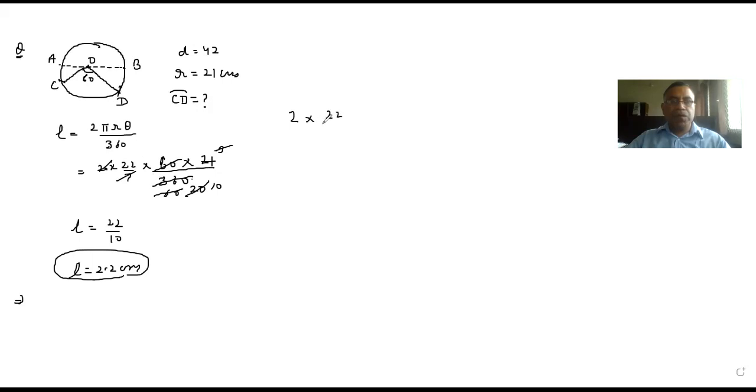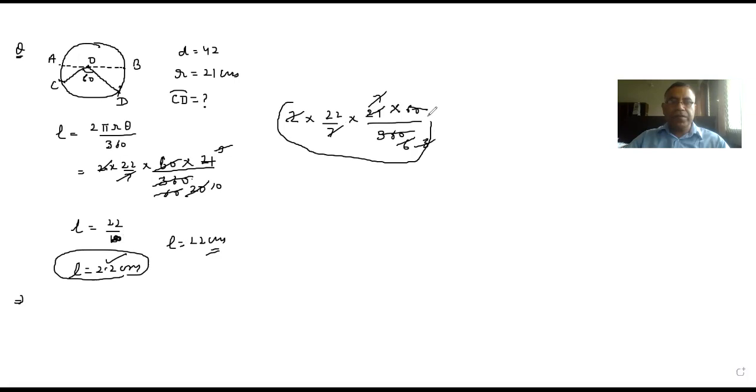Two into 22 over 7. The value of, sir, mine is coming 22. Let me see. The radius is 21. The theta is 60 upon 360. So this is 6. Yes. 2 into 3 into 7. Ah, yes. This is only 22, not 10 in it. Yes. So only 22. Length is equal to 22 centimeter. This is the exact calculation which I did.